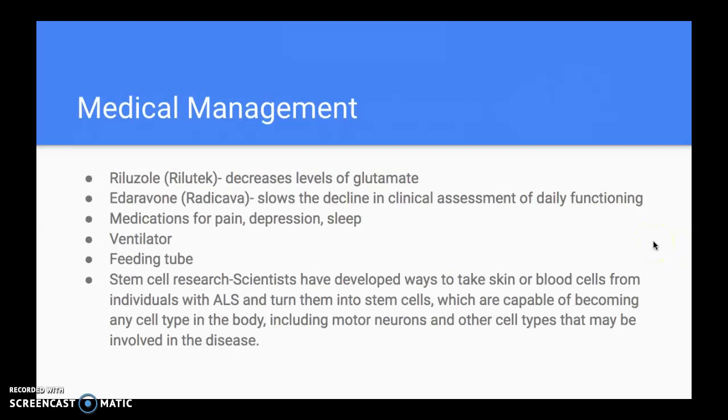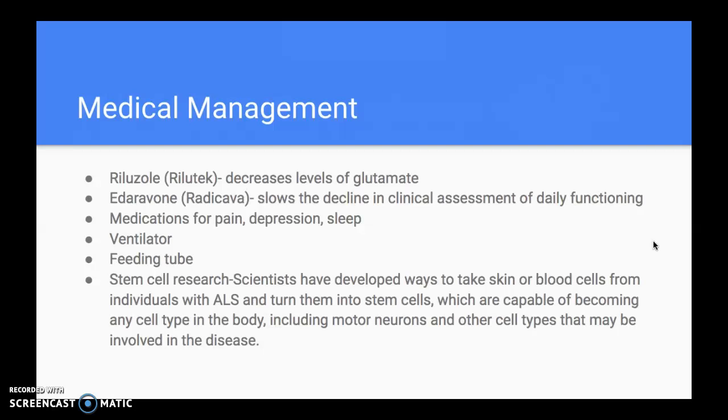The FDA has approved some drugs in order to medically manage some of the signs and symptoms of ALS. Riluzole, or Rilutec, decreases levels of glutamate. Edaravone, or Radicava, slows the decline in clinical assessment of daily functioning for these patients.